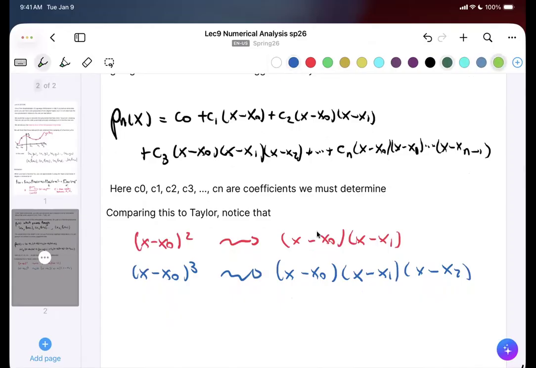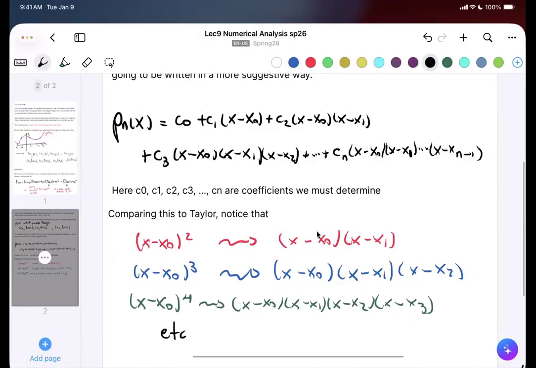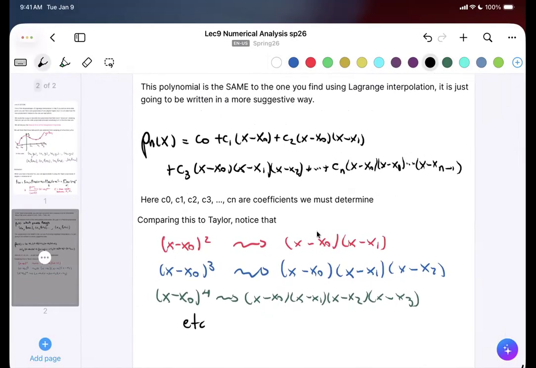And then just to do one more, x minus x0 to the 4 gets turned into x minus x0 times x minus x1 times x minus x2 times x minus x3. And so on, it continues with the other powers. But it is a good comparison to have.